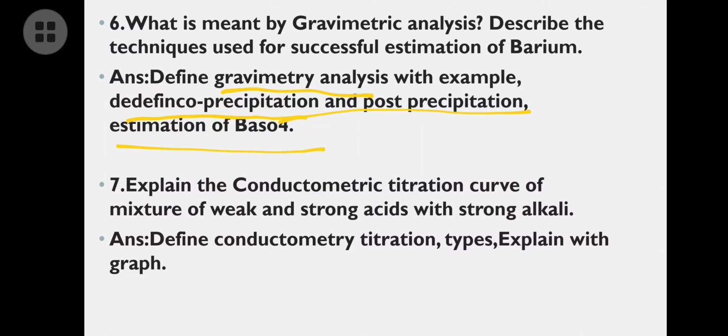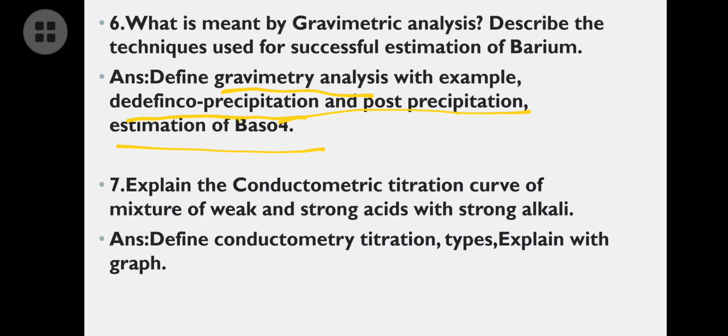And sometimes they will ask, write a note on co-precipitation and post precipitation. Same, you have to define gravimetric analysis, give some examples, explain co and post precipitation, then you write the estimation. Remember all these points, very important points I am telling.